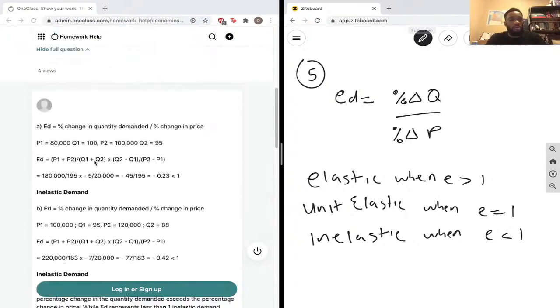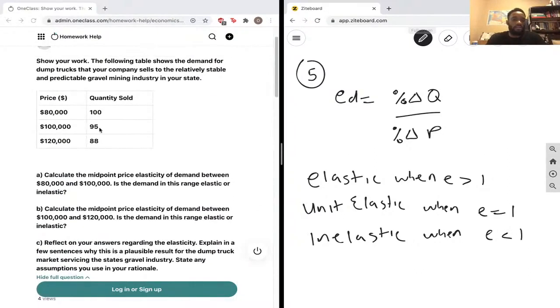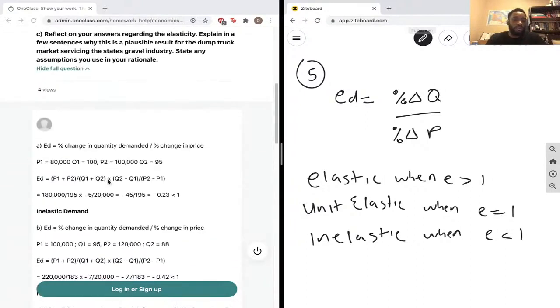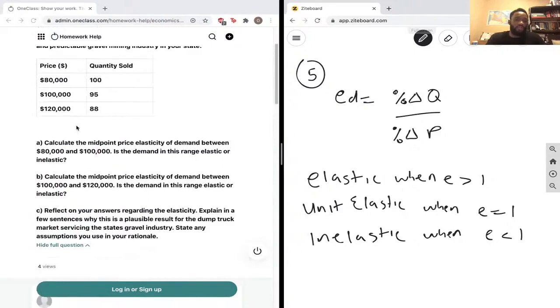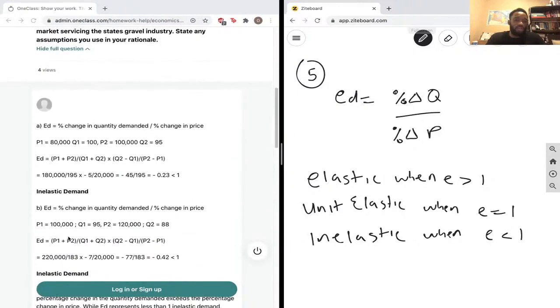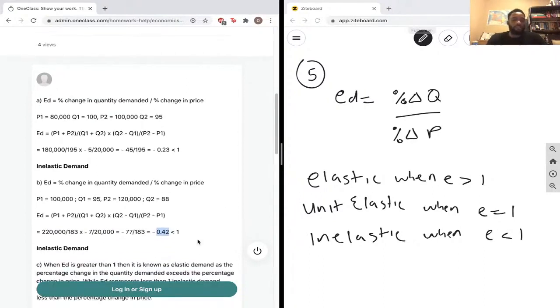And multiplied by the difference. So this is negative 7 over the difference between the two prices, and this is 20,000, which is what is done here. And that gives us negative 0.42. So again, ignoring the negative, because it's below 1, it falls as inelastic demand.